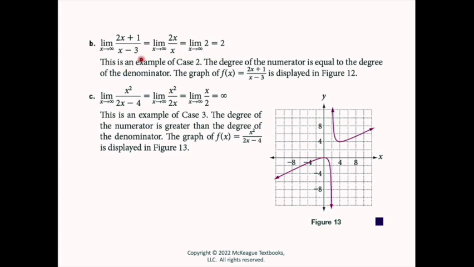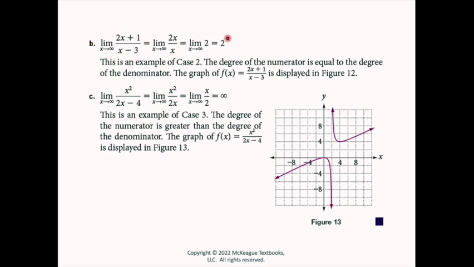For part B, we're looking at 2x plus 1 over x minus 3. The degrees on the top and the bottom are the same, which means there really isn't a dominant term. So this is the case where we want to take the leading coefficients. So I would take 2 over 1 and get 2. So the limit as x approaches infinity is 2.